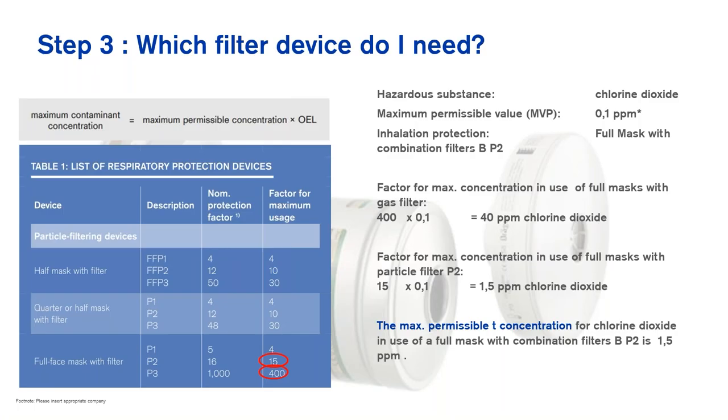Secondly, it's always important to know that in the event a contaminant is present as both gas and particles, the nominal protection factor must be established separately for each. For the selection of the filter device, the higher protection factor must be applied. The concentration of the gas is measured in ppm, parts per million, or in milligrams per cubic meter, which is the weight of the substance within one cubic meter of ambient air. And last is the concentration of particle dust, also in milligrams per cubic meter.